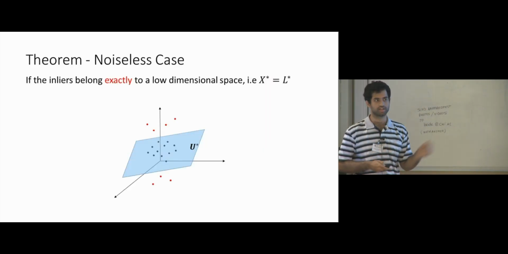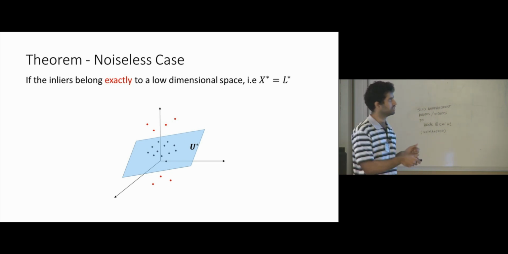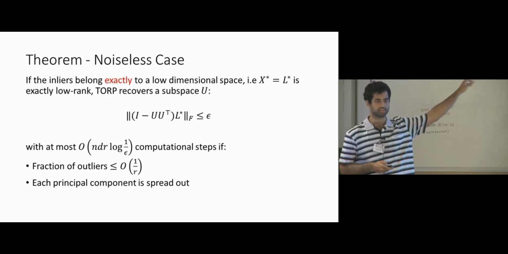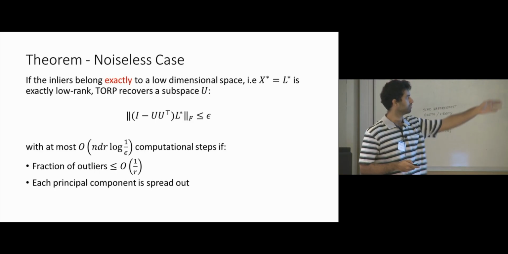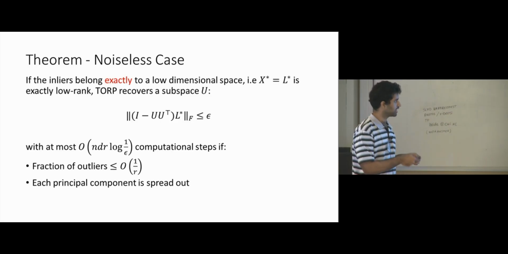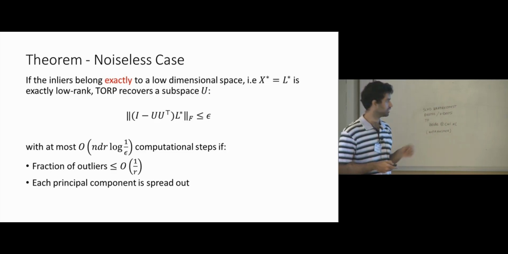So let's see what kind of theoretical guarantees we have. Let's assume a scenario where the inliers belong exactly to a low dimensional subspace. So we have X star equals L star, a low rank matrix. In this case, we achieve exact recovery of the principal subspace. We get epsilon error in time order NDR log 1 over epsilon. But we require the fraction of outliers to be less than order 1 over R. But this is necessary if you want an exact recovery result.